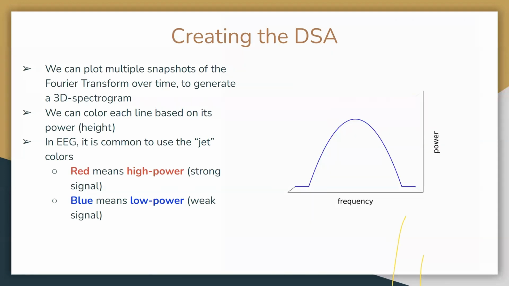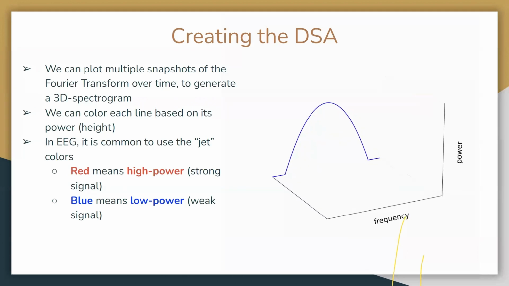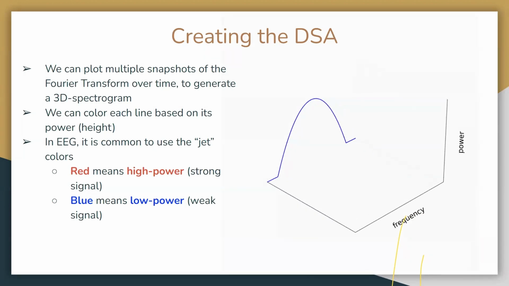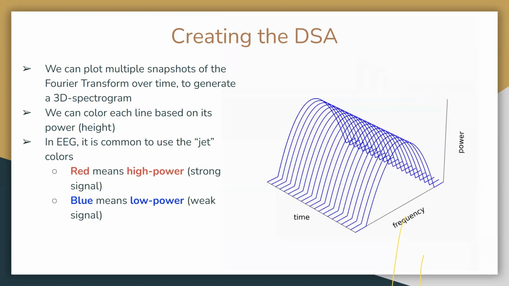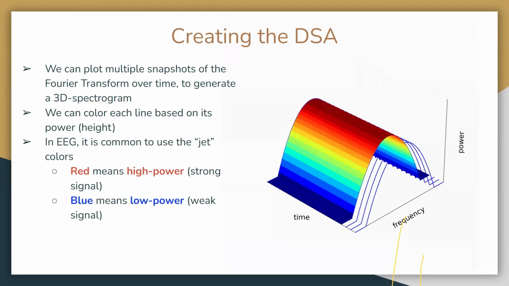I know this is a GIF and so it's looping, but what's happening here is this is my single snapshot. And then in time, I'm going to plot multiple snapshots. So that's what this is. And now I'm going to color the data. So I'm going to color the high values as red and the low values as blue.